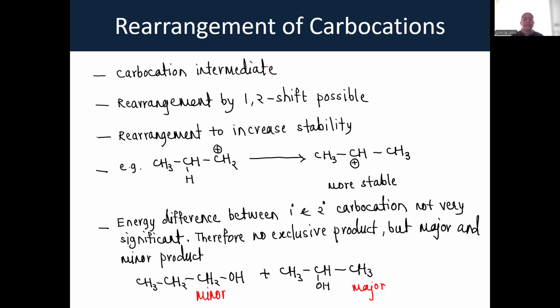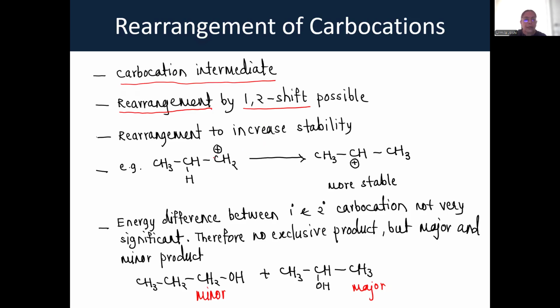Now, the next point to be considered is rearrangement of carbocations. Carbocation is an intermediate, as I mentioned in SN1 reaction. But as you have understood from the rearrangement of carbocations in the lecture on carbocation, carbocations can rearrange. And this rearrangement of carbocation occurs by 1,2 shift. And this rearrangement increases the stability of the carbocation.